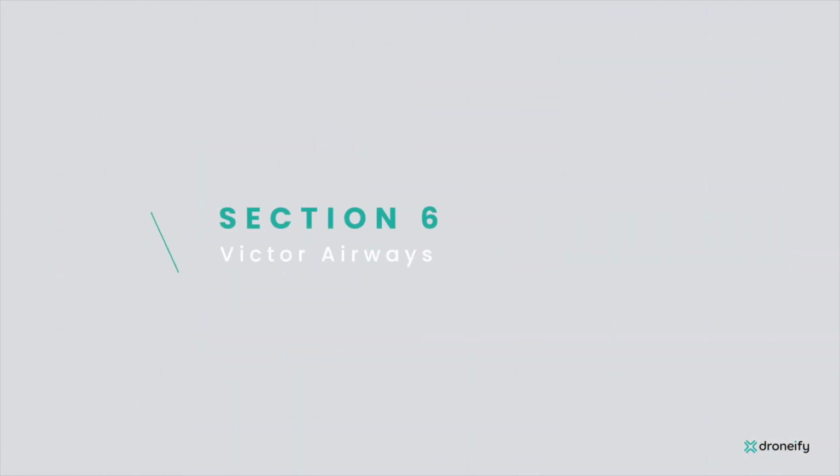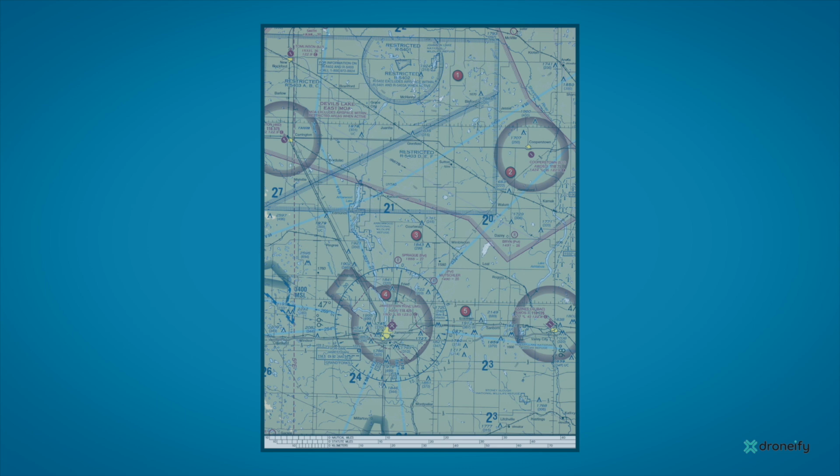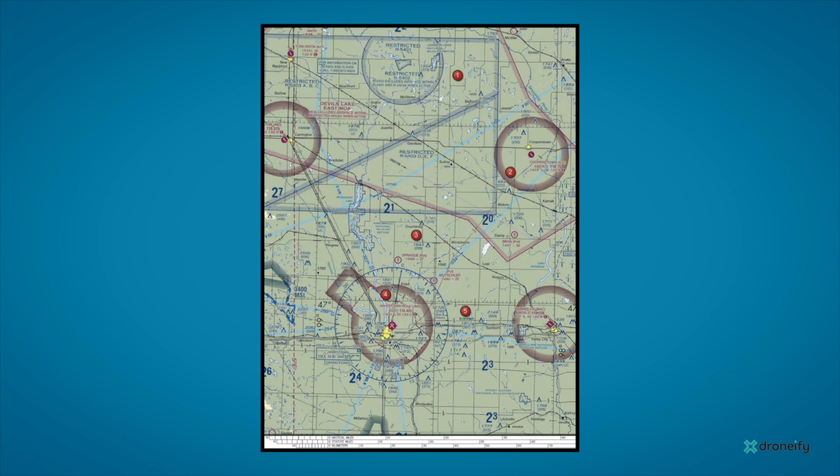FAA Part 107 regulations require drone pilots to be familiar with Victor airways, which are a network of airways used by manned aircraft for navigation in the airspace. Victor airways are depicted on sectional charts as solid magenta lines and are used by pilots to navigate between waypoints and airports. They are designed to provide a safe, efficient route for manned aircraft while also avoiding restricted airspace and other hazards. Drone pilots must be aware of the location of Victor airways in the airspace and must avoid flying their drones within these airways.